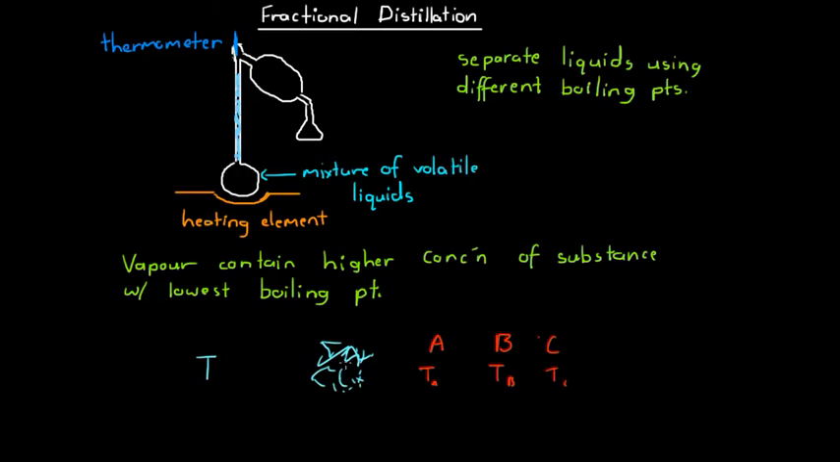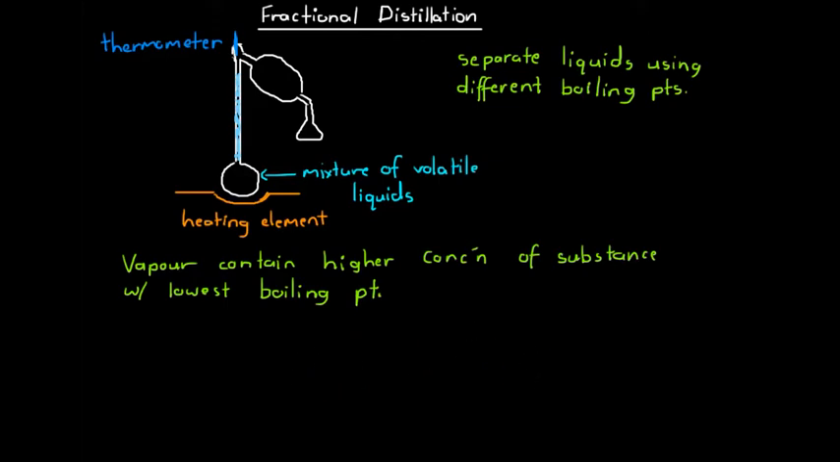The difference between the temperature of the vapor and the boiling point of A is greater than the difference between the temperature of the vapor and the boiling points of our other substances. And what that means is that this will contain a higher concentration of substance A. That's what it comes down to. A has the lowest boiling point, it evaporates the easiest, and therefore any heated vapor containing A, B, and C will have a higher concentration of A. So that is basically the principle by which fractional distillation works.